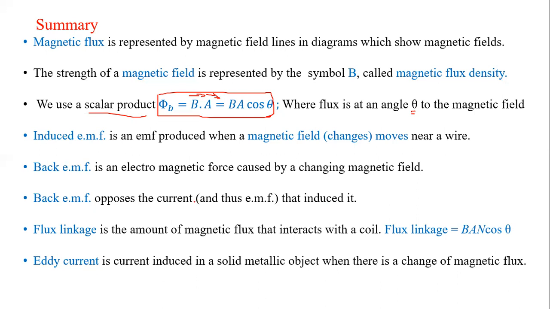Flux linkage is the amount of magnetic flux, the number of times the magnetic flux links. When we say magnetic flux linkage, it is phi times N. Phi means BA cos theta, and N is the number of turns. So this is the magnetic flux linkage.